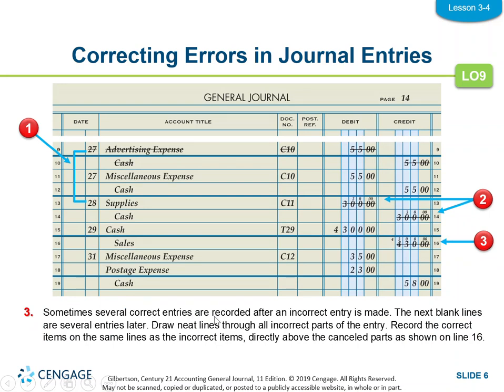Sometimes several correct entries are recorded after an incorrect entry is made. The next blank lines are several entries later. Again, draw neat lines through incorrect parts of the entry, record and correct the items on the same line as the incorrect entries. Okay, so here if we look at line 16, again, we slid this and went the wrong way. We just draw a single line through it and write the new line above it.